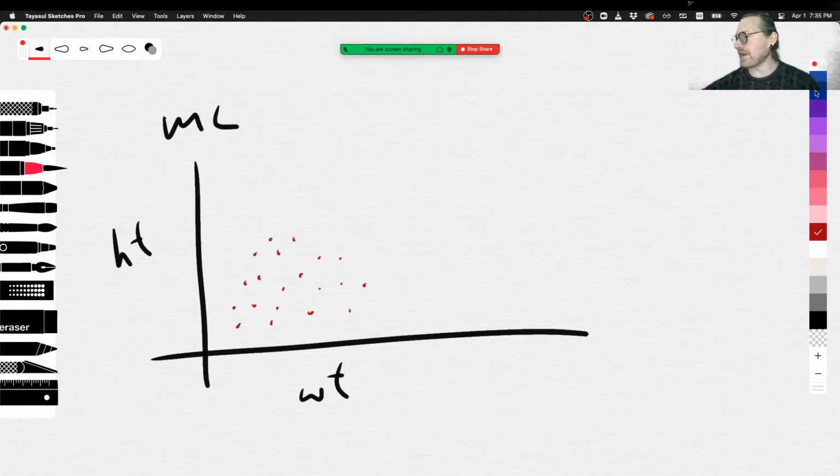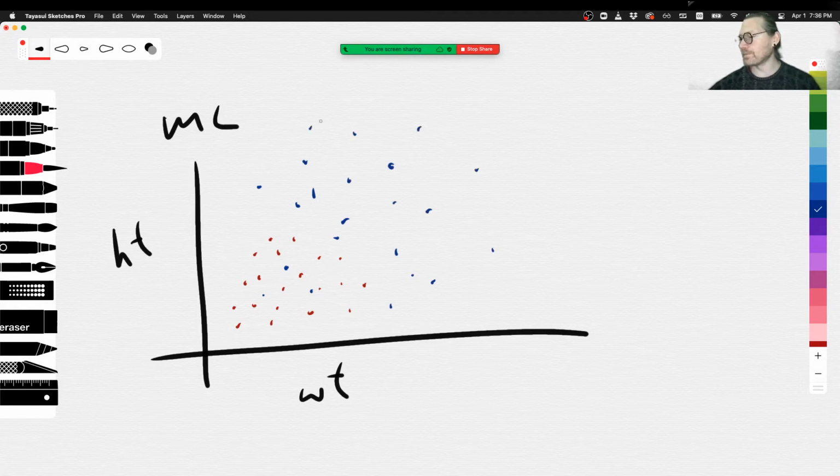And then let's have dogs, and I'll use blue. And our dogs are going to be, you know, maybe there's some dogs in here, right? There's some smaller dogs. There's also some bigger cats, right? So we've got this thing that we can't easily draw a line through. There's no easy line to be drawn.